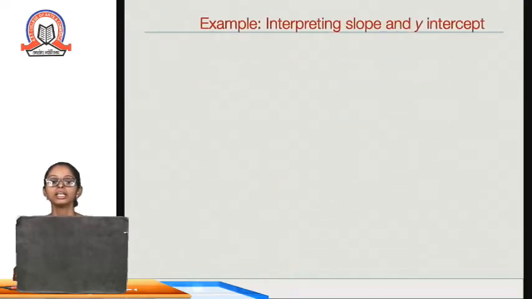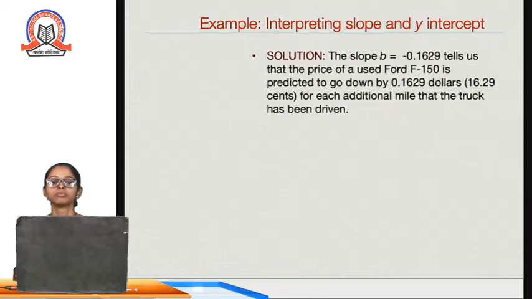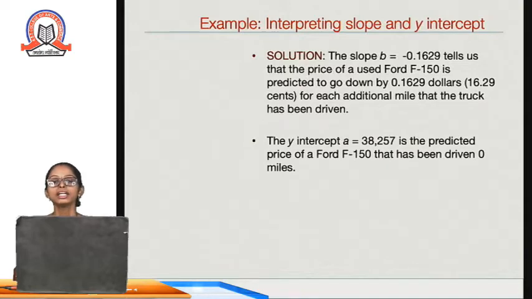Now, example: interpreting slope and y-intercept. The slope of the graph, the b value, is -0.1629. It tells us that the price of a used Ford F-150 is predicted to go down by 0.1629 dollars for each additional mile that the truck has been driven. The y-intercept value in the graph, a = 38,257, is the predicted price of a Ford F-150 that has been driven 0 miles.